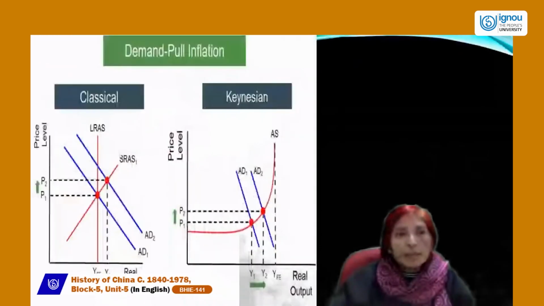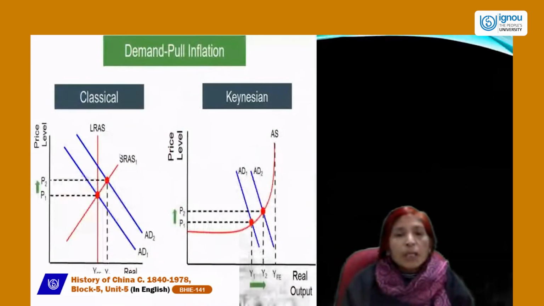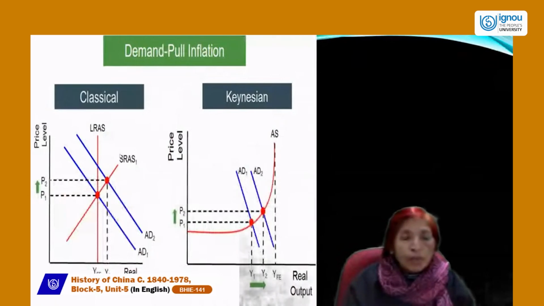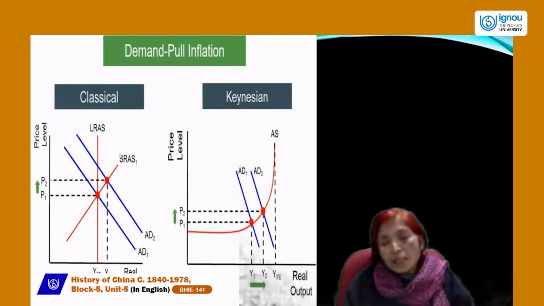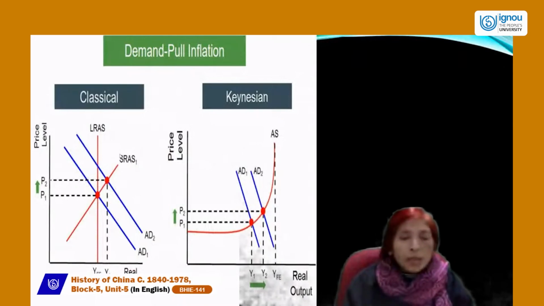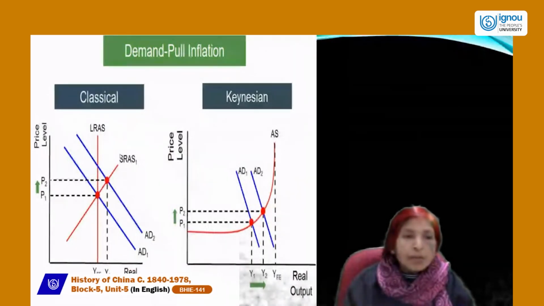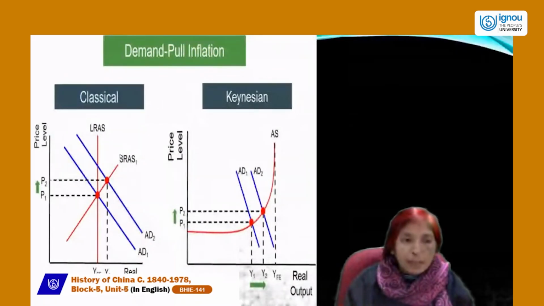Now next is demand pull inflation according to the classical approach and according to the Keynesian approach. It can be shown with the help of these two approaches. In the diagram, the shape of the LRAS curve will be different in the classical model and in the Keynesian way. According to the classical approach, the long run aggregate supply curve remains always vertical, or parallel to the y-axis.